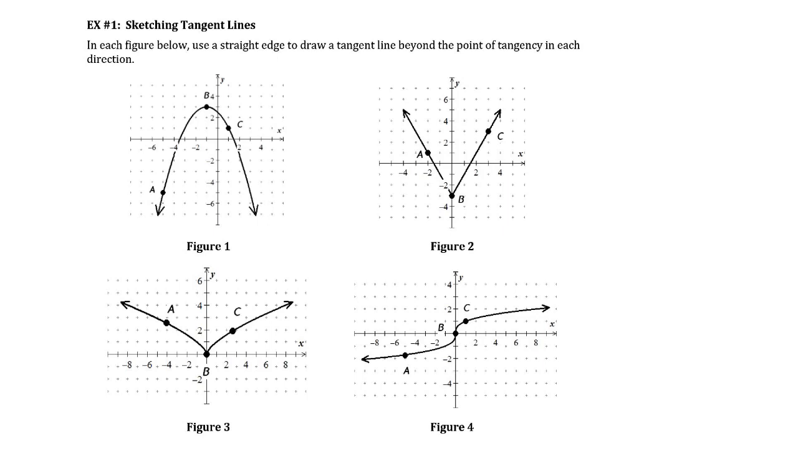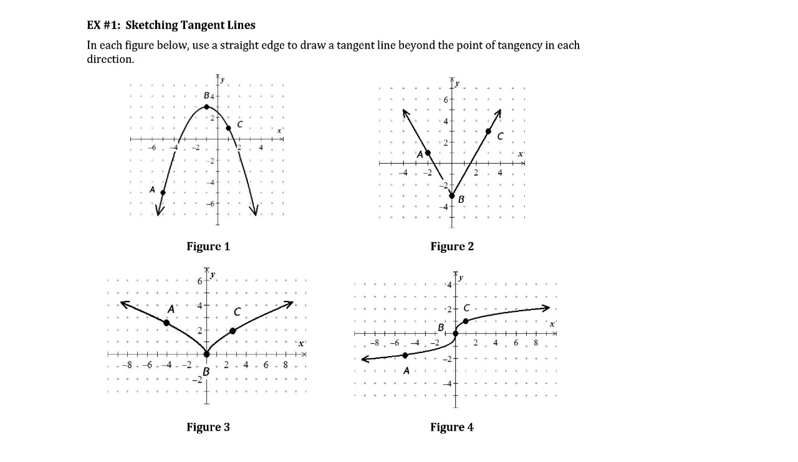So in the first examples, they want us to draw using a straight edge, and I don't have one, so we're going to do the best we can. We are going to draw the tangent lines beyond the point of tangency in each direction. And this is good practice for us, just looking at particular points here on our graph.